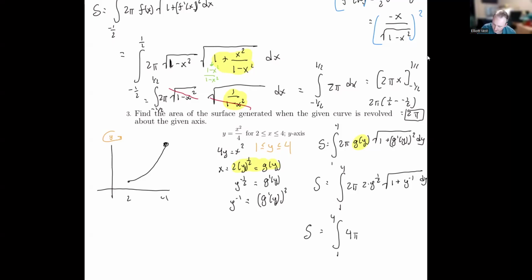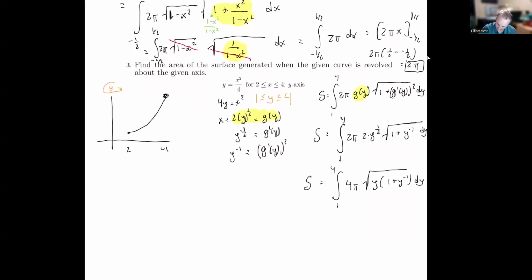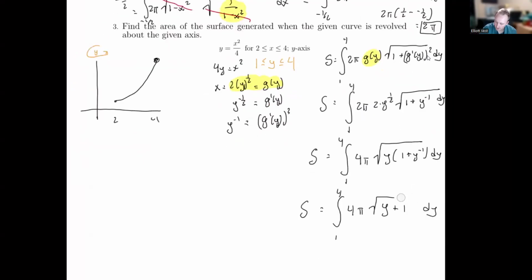Let's put the square root stuff together. I'm doing this kind of off the cuff as well, that this is going to be the square root of y times 1 plus y to the negative 1 dy. That's when I take this square root of y and this square root of stuff and just combine it together, which is a property you can do. So we get 4 pi times the square root of, distributing this over, we'll get y plus 1 dy. And actually now I'm going to move this back to be to the 1/2, like this.